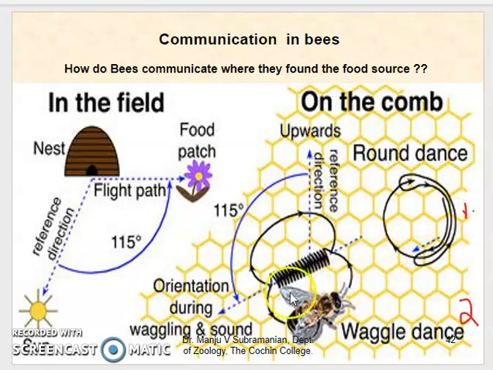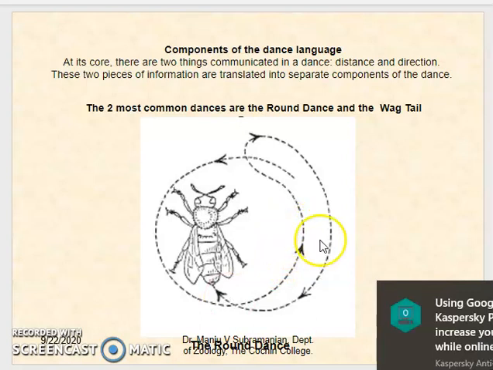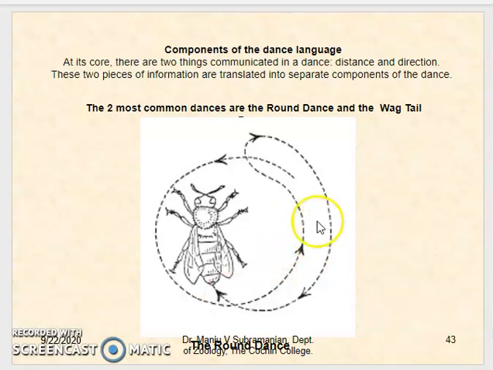And the direction of this movement depends upon the orientation of the food source, and they orient the food source with respect to the sun. Okay, so you need not study the orientation in detail. So this is a clear picture of the round dance. First, the bee will be moving towards the left, then upwards, then moving in a semicircle to return to the normal position.